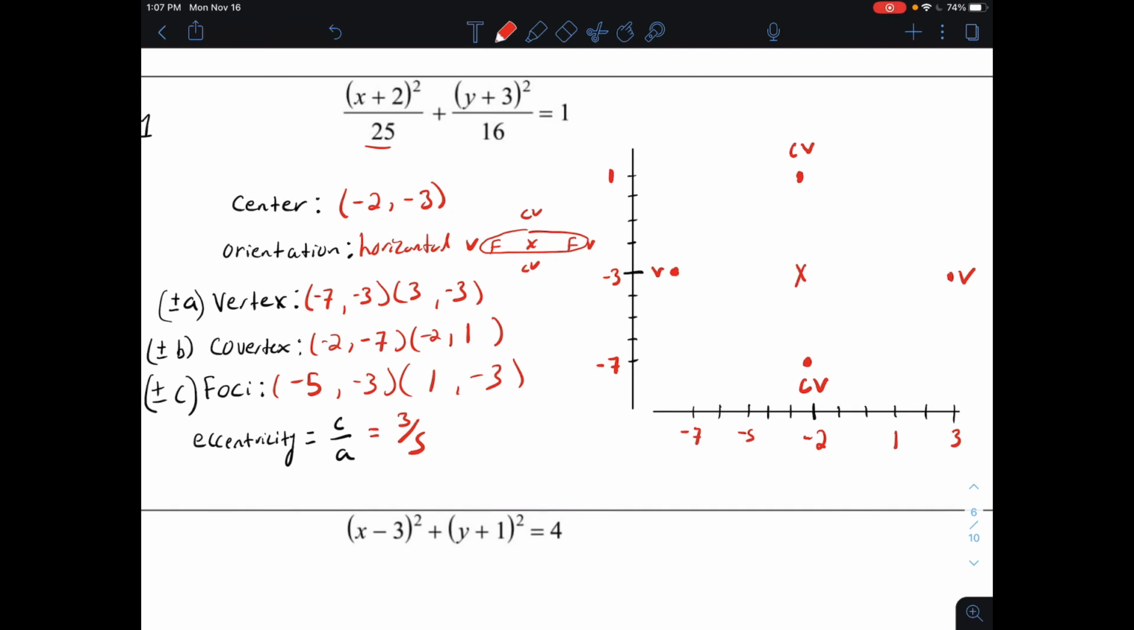Our foci are occurring at -5, -3, so they're just slightly closer to the center than the previous problem. And then we want to sketch, so we're going to make this central rectangle. The central rectangle goes through the vertices, we're making our box. So it'd be parallel to the major and minor axes and go through our vertices, and our ellipse is going to be tangent to the box at our vertices. So it would look something like that there.